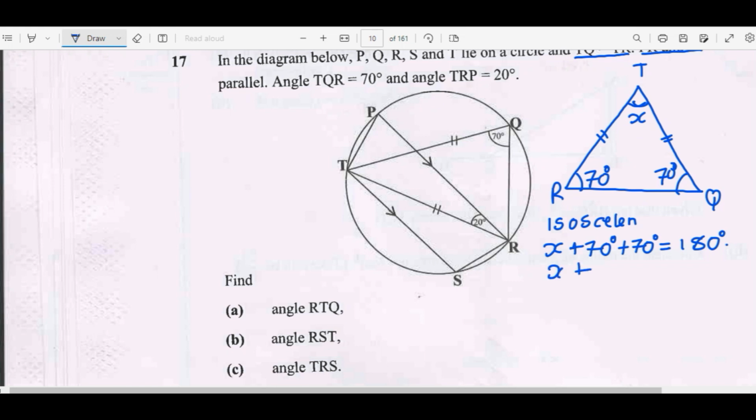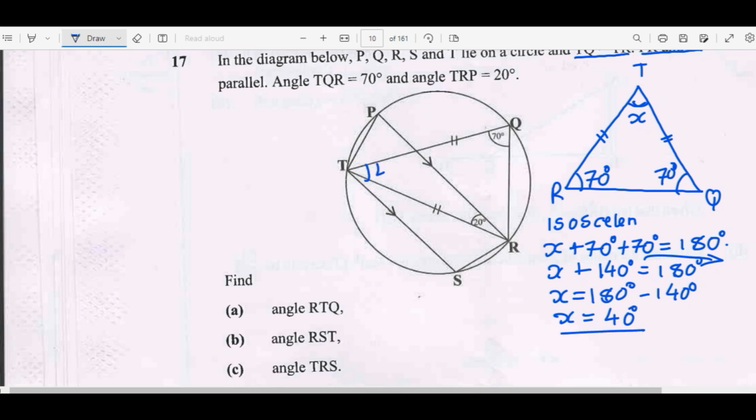Then we have x plus the sum of these two numbers, which gives us 140. Then we shift our 140 to the right side, leaving x equal to 180, so the positive changes into negative. 180 minus 140 gives us 40 degrees. So at this point we have 40 degrees. This is our final answer. As you can see, the concept that we have used is the concept of isosceles triangle, which may not be part of the circle properties. So if you don't know this concept, then this topic may be a challenge.